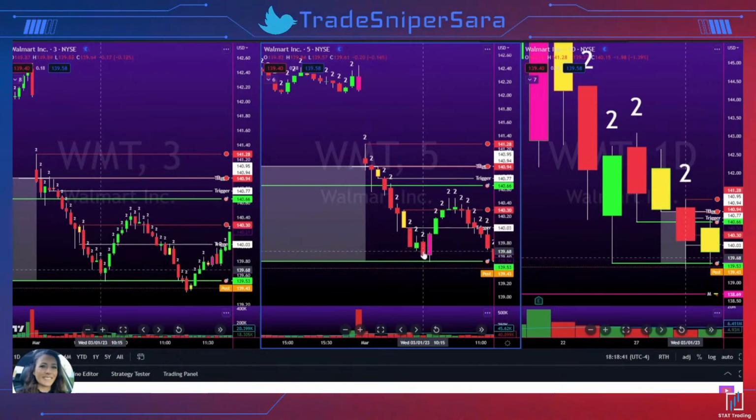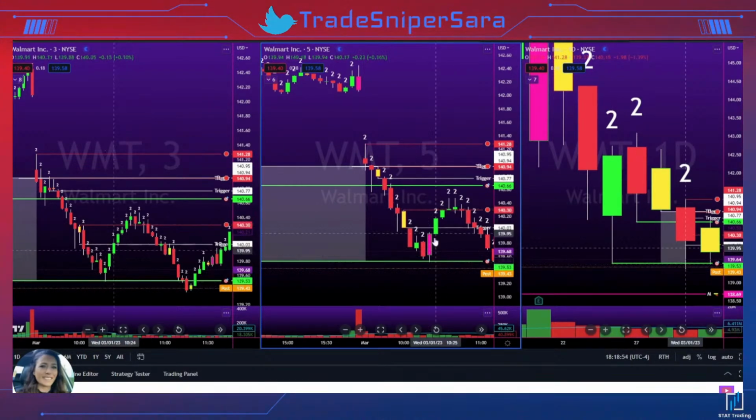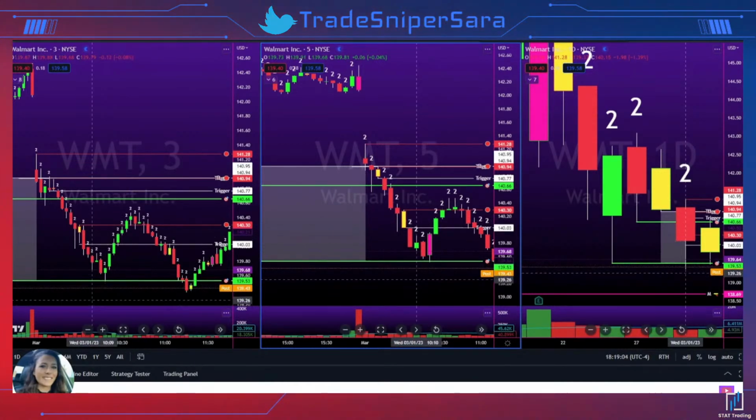Two down, 2 down, 2 down, boom, final target hit. And then look at that rally away. So that's why we teach and train you guys to always exit at your main targets, because this happens after that, because that's smart bears closing their positions and covering, and they have to buy to close.